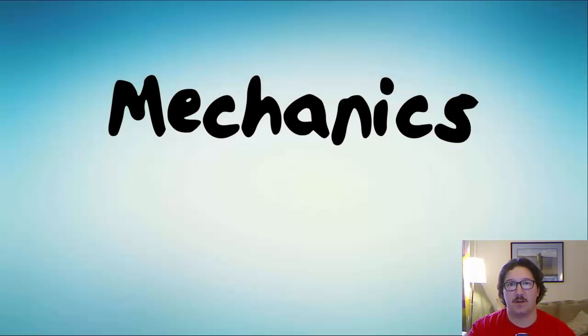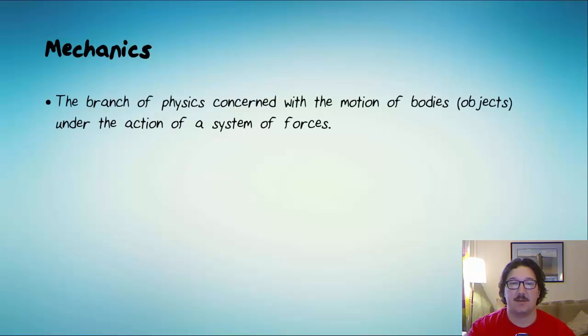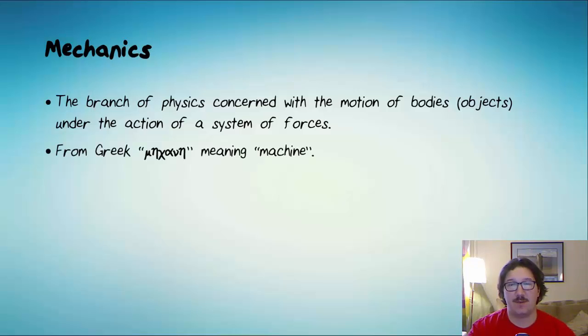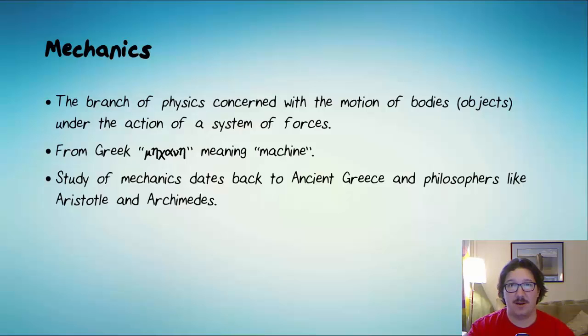The first branch of physics that we're going to learn about this year is called mechanics. Mechanics is the branch of physics concerned with the motion of bodies under the action of a system of forces. And bodies is just a synonym for objects. It doesn't mean human bodies or something like that. And it comes from the Greek word mechane, which means machine. And the study of mechanics goes back all the way to ancient Greece with philosophers like Aristotle and Archimedes.